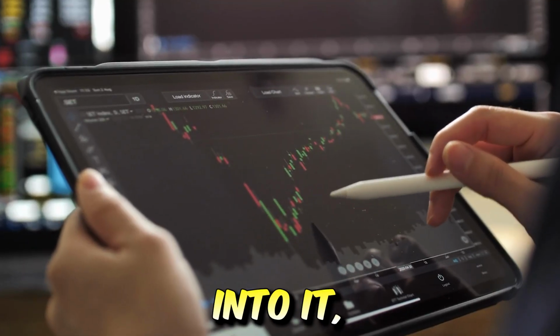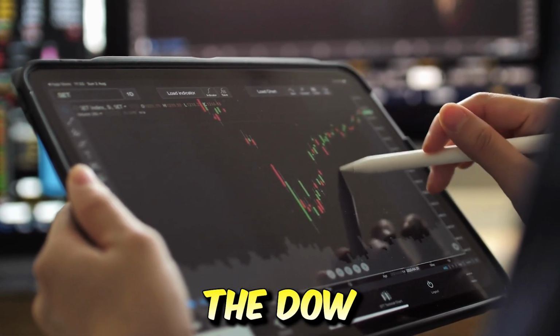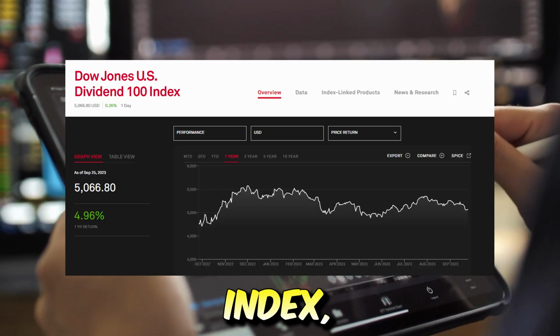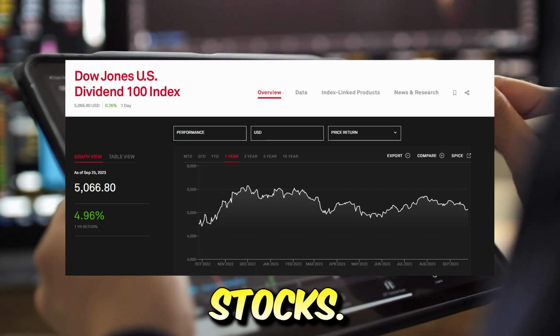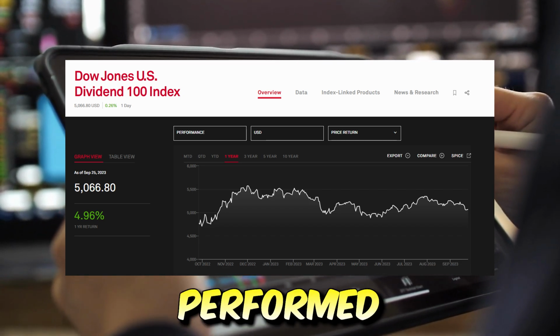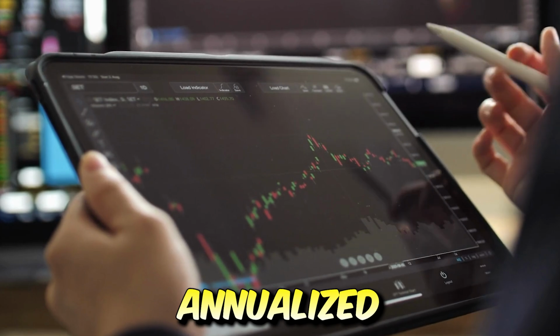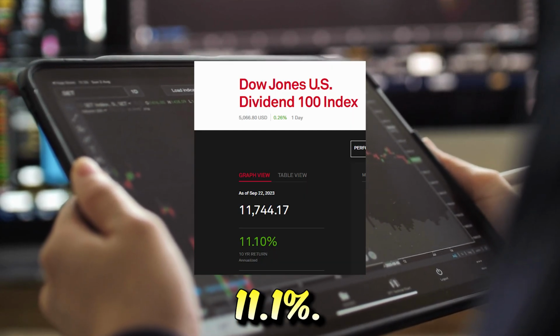So getting right into it, the SCHD ETF tracks the Dow Jones US Dividend 100 Index, which is made up of around 100 different stocks. Now this index has clearly performed well historically with an annualized 10-year return of around 11.1%.